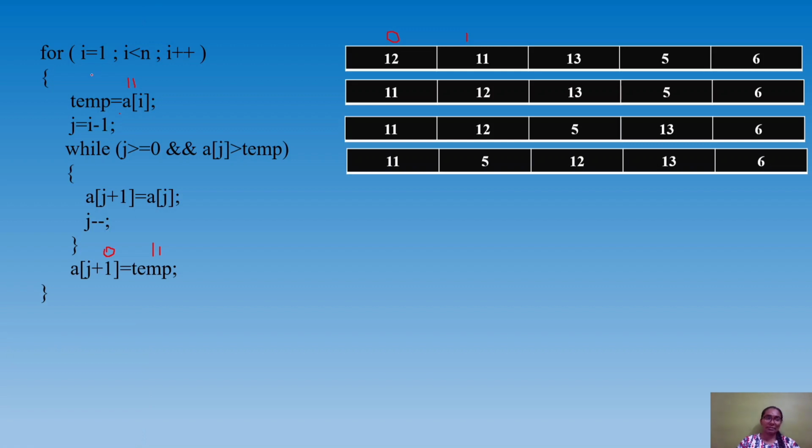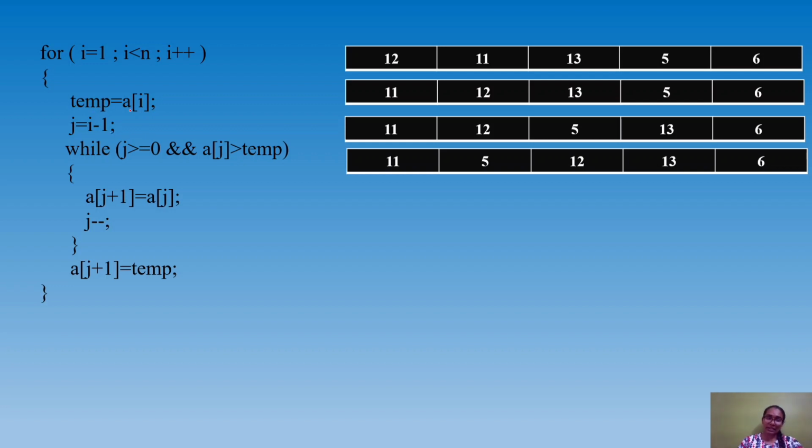Now it comes to the for loop. I will be equal to 2. A of 2 is this one, 13. Now I is incremented. I will be equal to 2. A of 2 is 13. Temp will be equal to 13. I minus 1 is 2 minus 1, 1. So j will be equal to 1. So now j is 1.